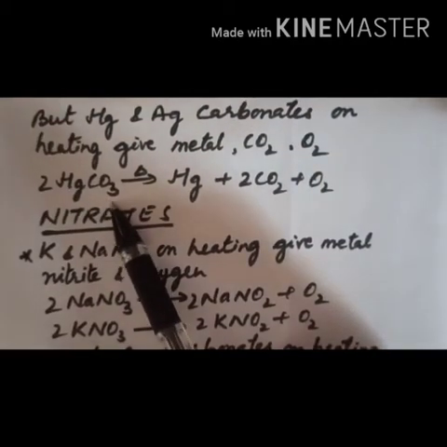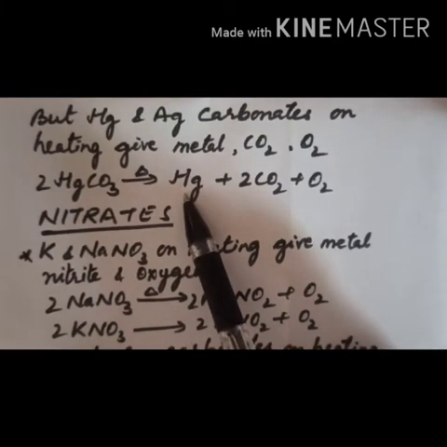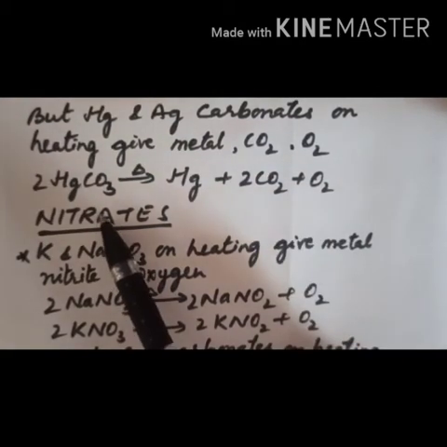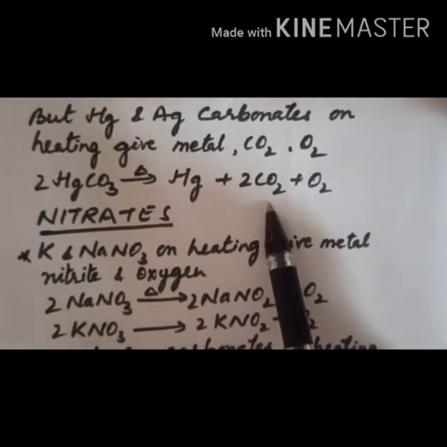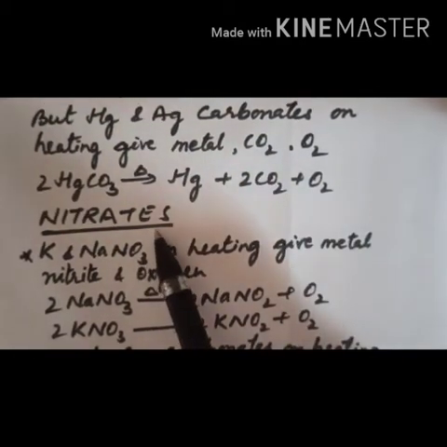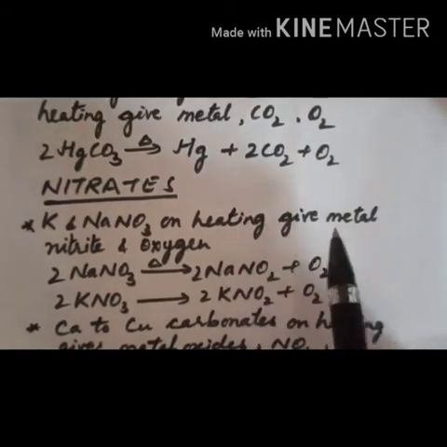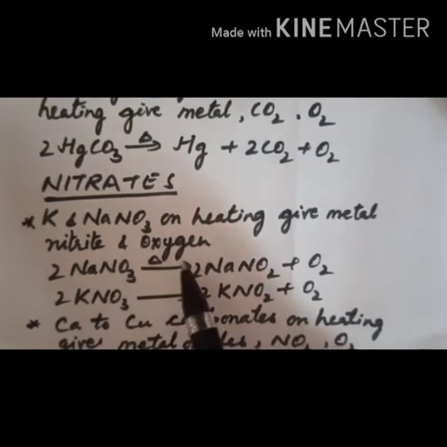For example, mercury carbonate on heating gives what? Mercury, carbon dioxide and oxygen. The same way silver carbonate gives silver, carbon dioxide and oxygen. Now next is your nitrates. Potassium and sodium nitrate on heating give metal nitrite and oxygen.